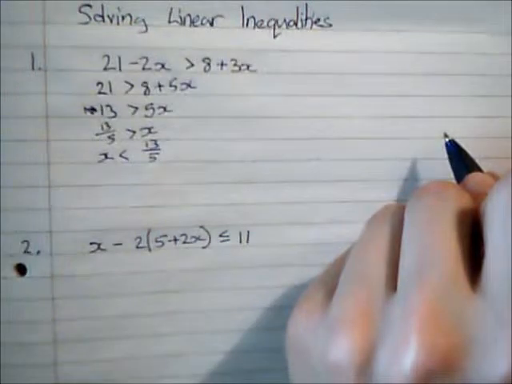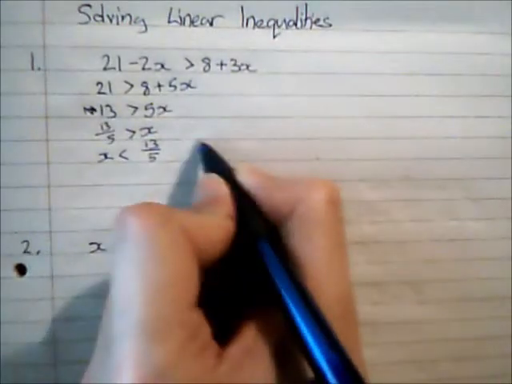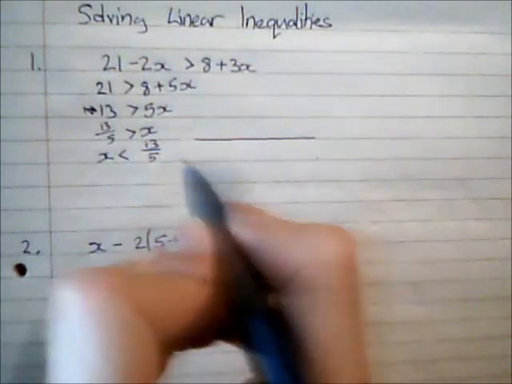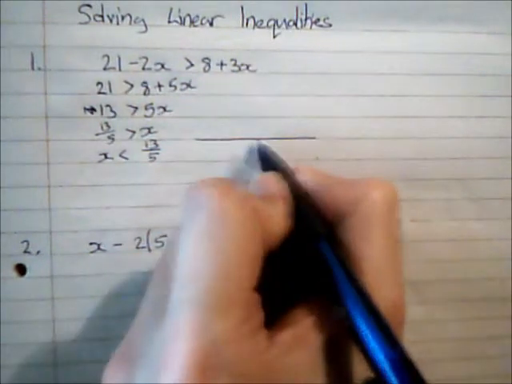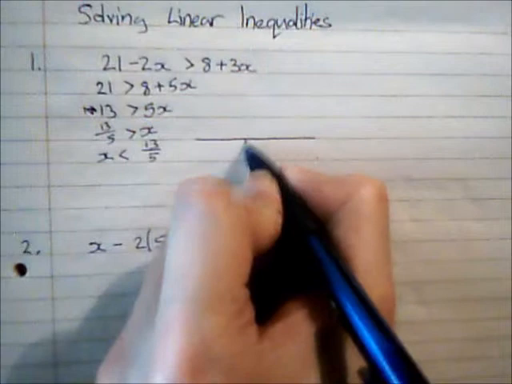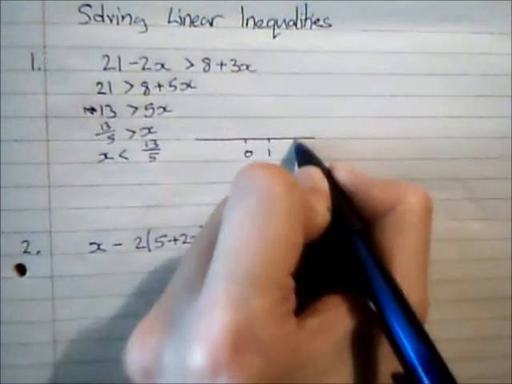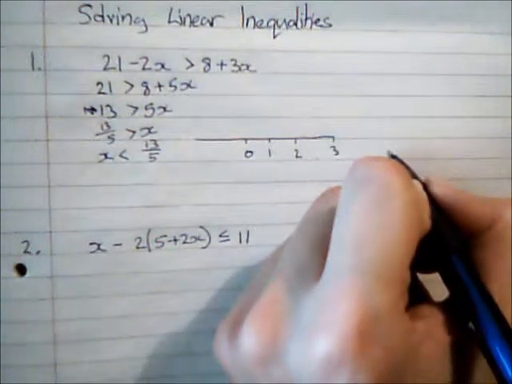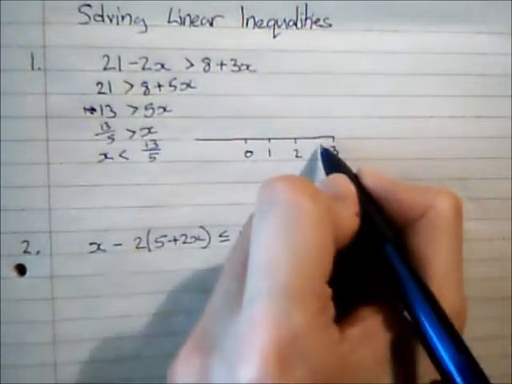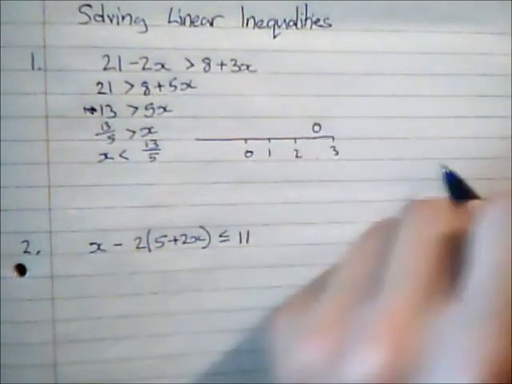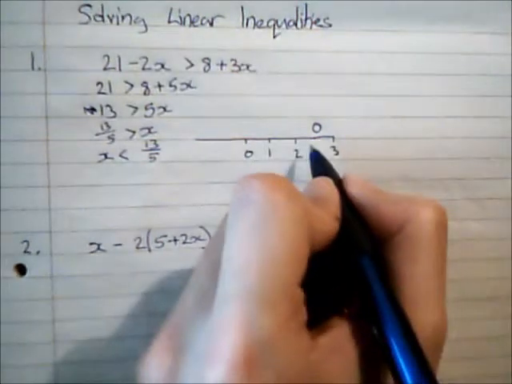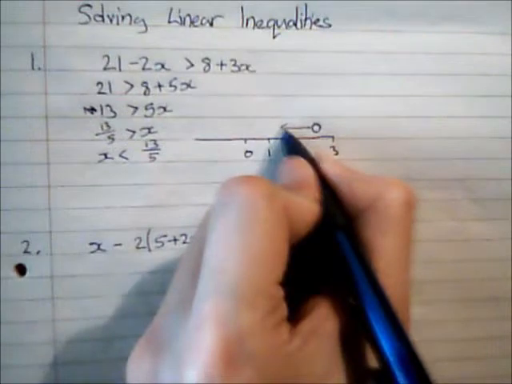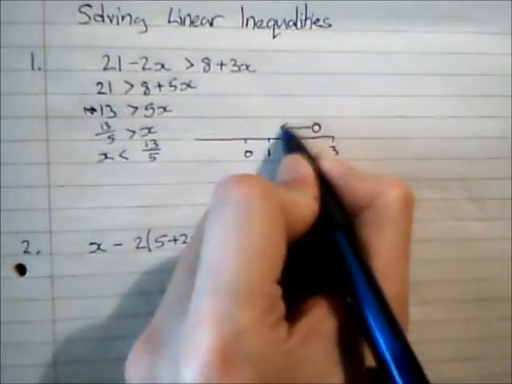And I'm going to represent this graphically using a number line. So 13 over 5 is somewhere between 2 and 3. So I'll call that 0, 1, 2, 3. 13 over 5 would be represented here. And I use a circle to represent its position, and I use an arrow to represent if it's less than or greater than.